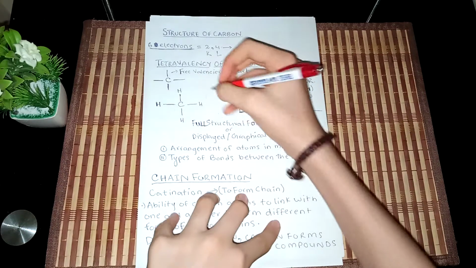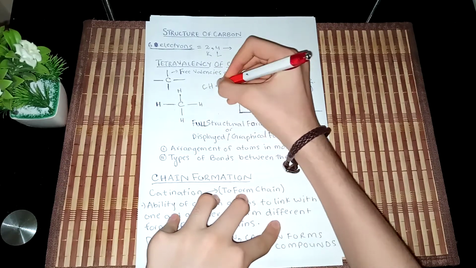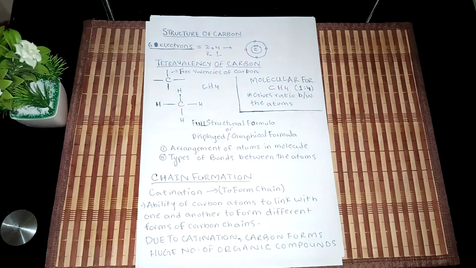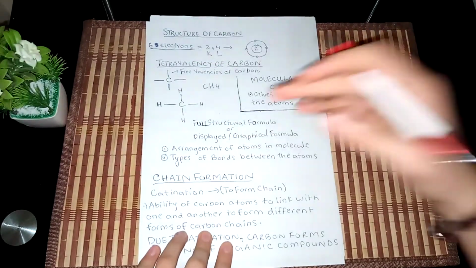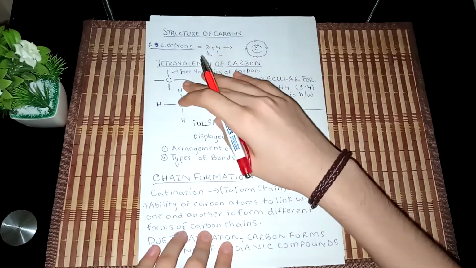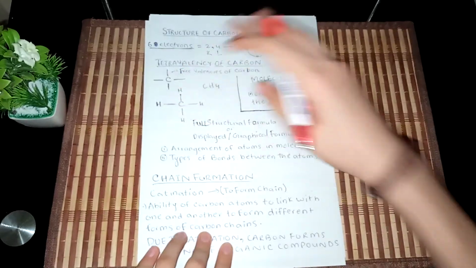This is methane. We should write it here, CH4. This is methane. So it is the full structural formula of methane. So I will be telling you some benefits of using full structural formula. I will tell you what you can know from the full structural formula. The first thing is arrangement of atoms in a molecule. You can know how these atoms are arranged. From this formula you can know how the hydrogen atoms are arranged around the carbon atom.